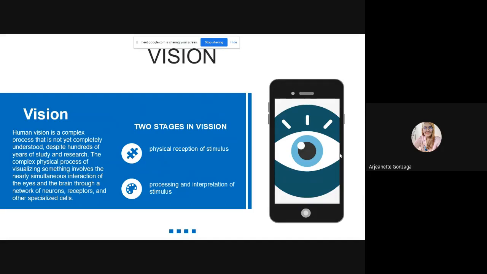We have the vision. Vision is a complex process that is not yet completely understood despite hundreds of years of study and research. The complex process of visualizing something involves the nearly simultaneous interaction of the eyes and the brain through a network of neurons, receptors, and other visual cells. We have two stages in vision: the physical reception of stimulus, and the processing and interpretation of stimulus.